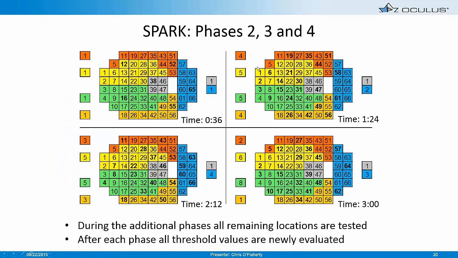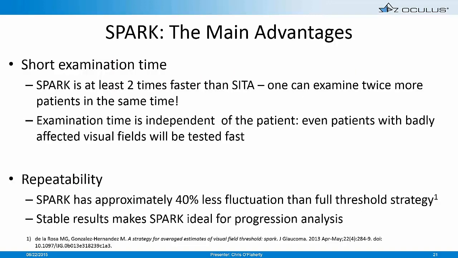Again, that was just the first phase of the exam. In the second, third, and fourth phase of the exam, all remaining locations are tested. And the reason it's so fast is each new location is tested based on the estimation and the likely error of the phase before it. And this gives us a threshold test in, again, 3 minutes.